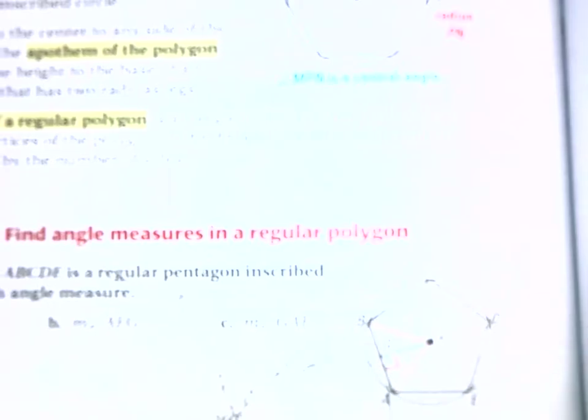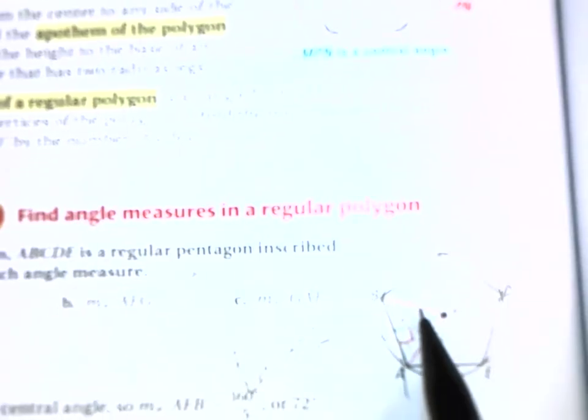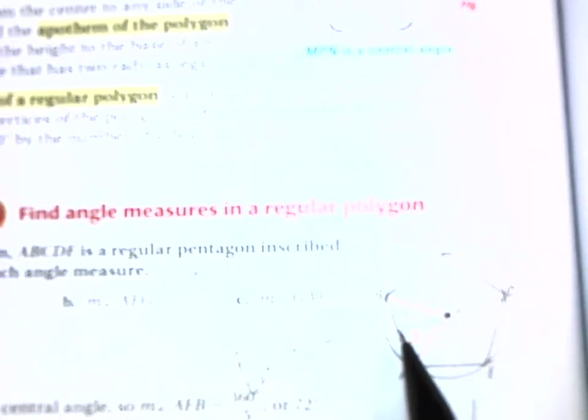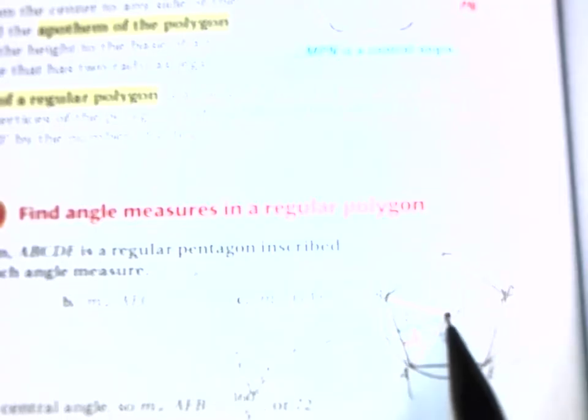And so if I wanted to find the measure of this central angle, all that I do is take my 360 degrees, the angle all the way around, and then divide it by the number of sides, which is 5. 360 divided by 5 is 72 degrees. So this central angle, in fact each of these central angles, is 72 degrees. And now they're asking for the measure of the angle between the apothem and this radius.